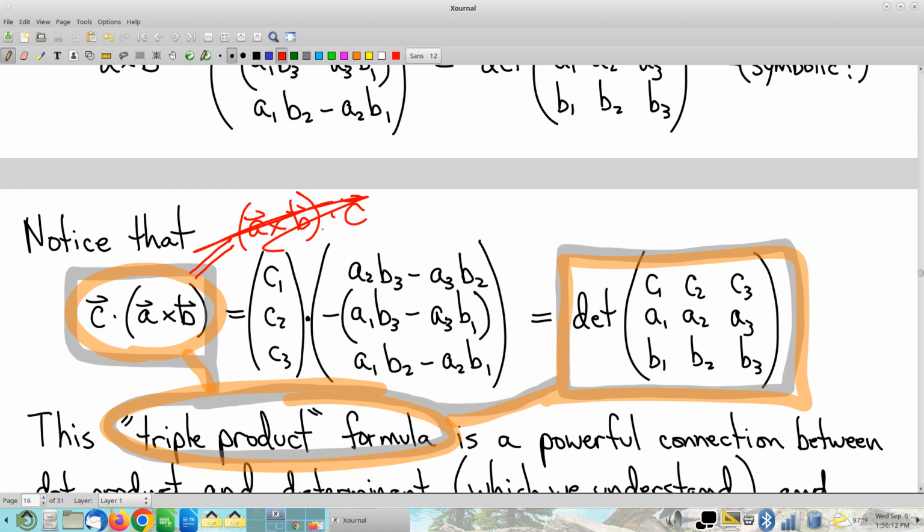So it could be done. I'd rather not. Does that make sense? But certainly I will connect this to some geometry in just a couple minutes. Yeah. Okay.